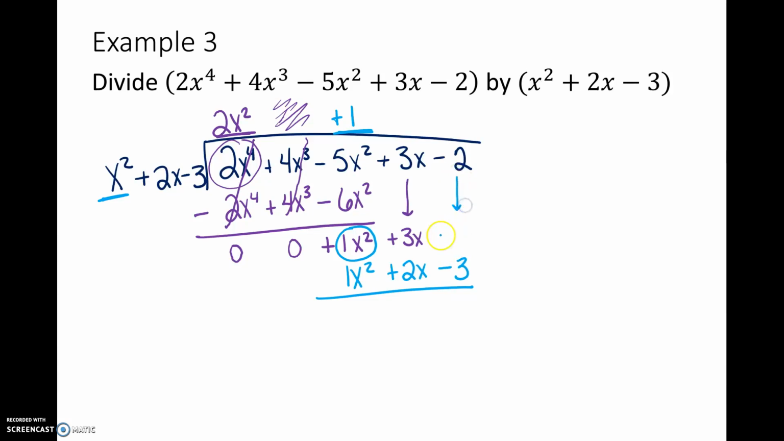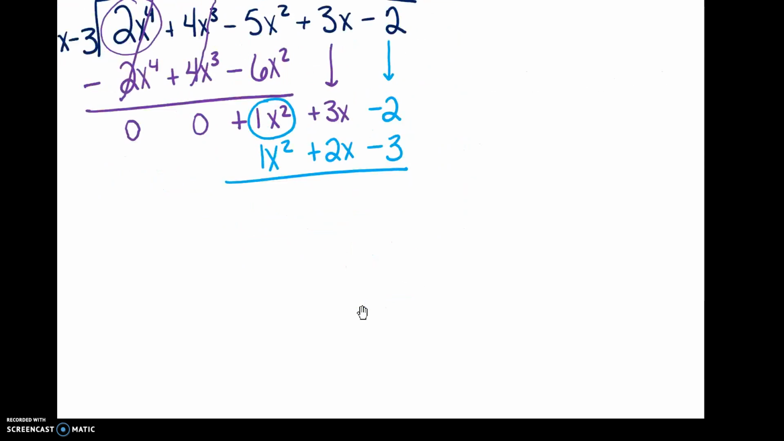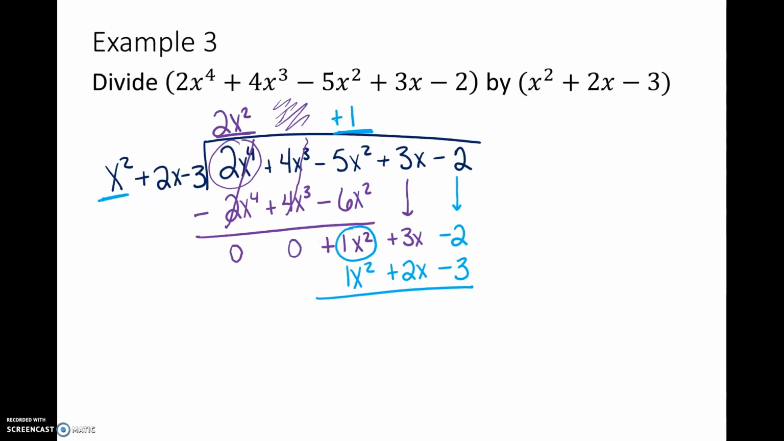Whenever you have a hole, you can bring down the term from above. You don't want to put a 0 in there. You have something you can drop into that spot, so drop that thing into the spot. Anytime you're dividing by a trinomial, you'll commonly have to drop down the next 2 terms in order to not have any holes. 1x squared minus 1x squared is 0. I did not tell you to get bigger like that. Come on now. 3x minus 2x would be 1x. And negative 2 minus a negative 3 would be positive 1.